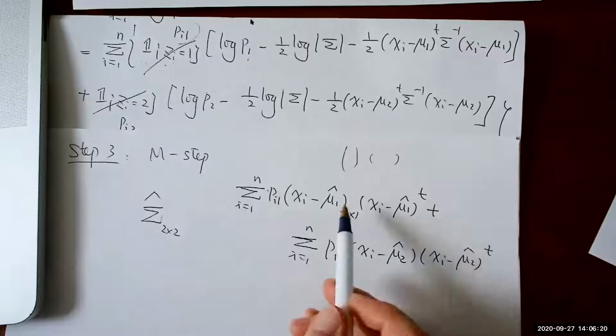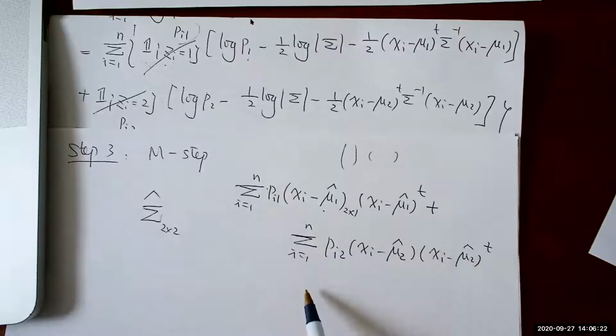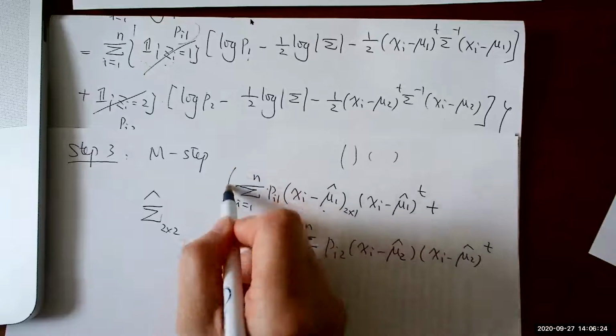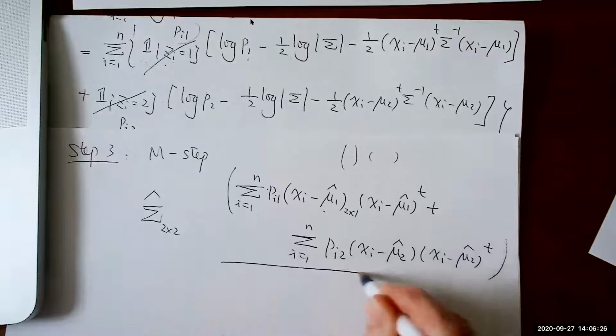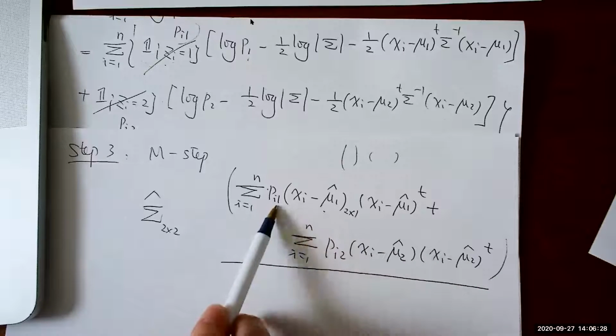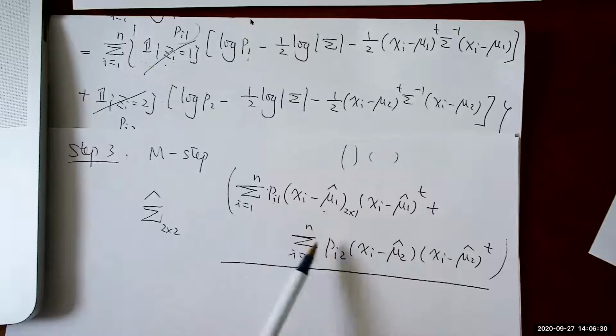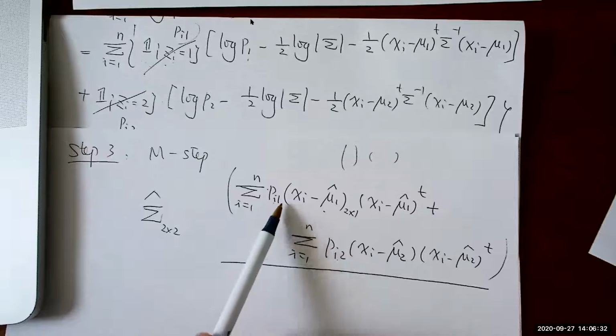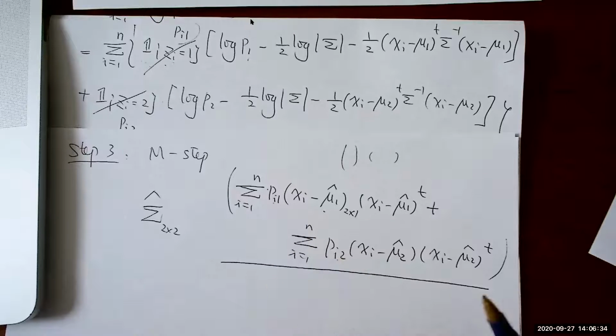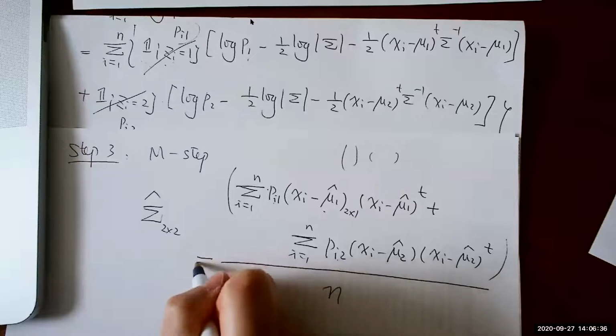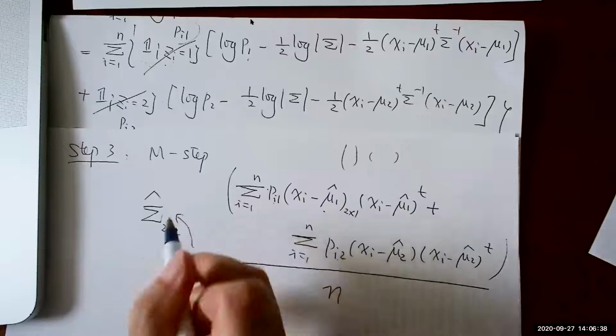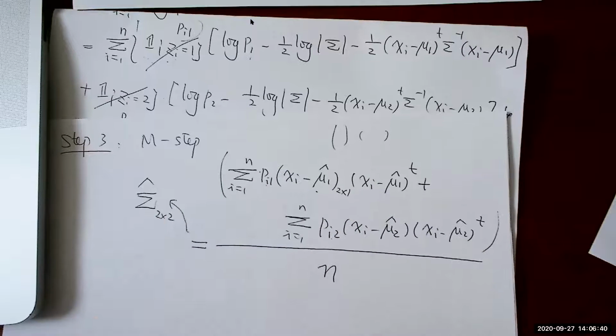When I say hat, that means plugging in the estimate you have. So for this sum, now you have to divide it by the weights. But remember, because each pair of them sums to 1, if you sum over all the weights, they should just give you n. So this will be the estimate for your covariance matrix. Now you can take a screenshot of this.